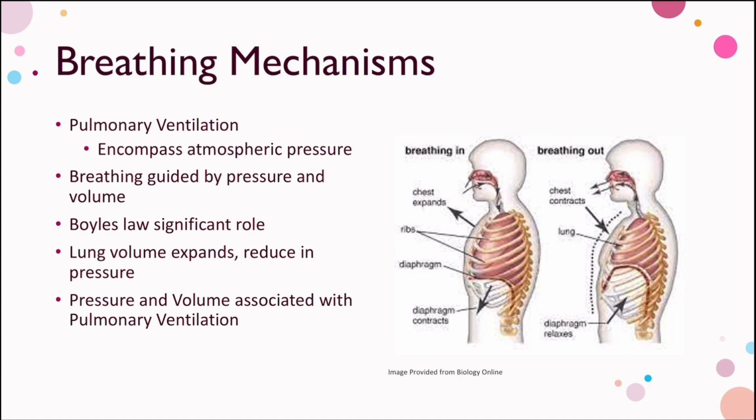This consists of two primary phases, inspiration and expiration. Inspiration is the action that permits the admission of air into the lungs, while expiration is the process that facilitates the outlet of air from the lungs. This diagram shows how with breathing in, the chest expands and the diaphragm actually contracts. Then, with breathing out, the chest contracts and the diaphragm actually relaxes.